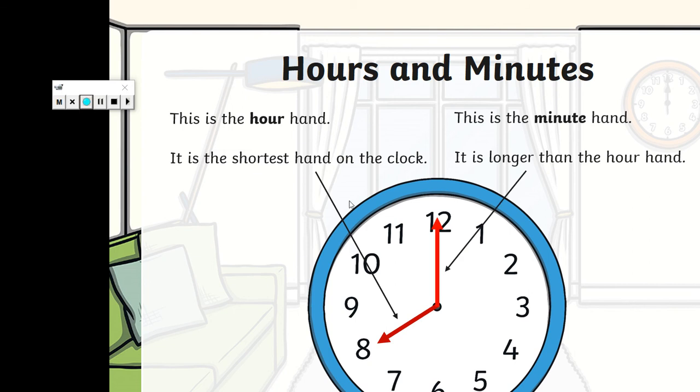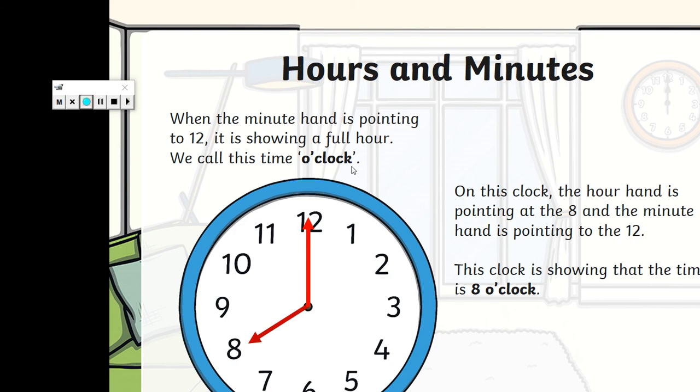The minute hand is longer. It goes over the set of numbers. It's longer than the hour hand, and it goes round the clock a lot faster. It goes round every minute. When the minute hand is pointing to 12, it's showing a full hour, and we call this o'clock. On the clock, the hour hand is pointing to the 8, and the minute hand is pointing to the 12. This clock is showing that the time is 8 o'clock.